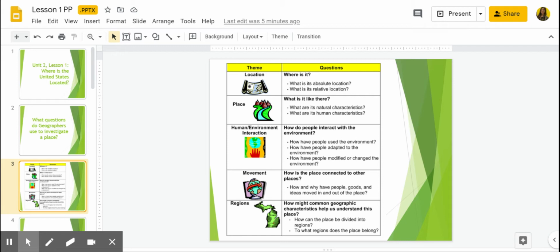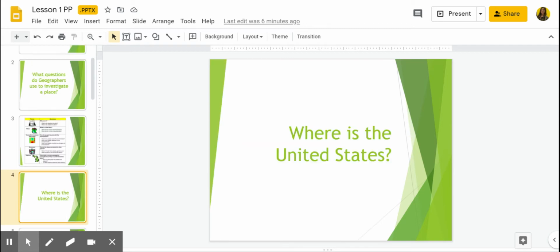We have movement, region, human environment interaction are the H and the E. L is for location and P is for place. So we're going to be talking about location today. And I want to remind you that you're going to be thinking like geographers as we explore the United States. So where is the United States? You live in the United States. Where is the United States?